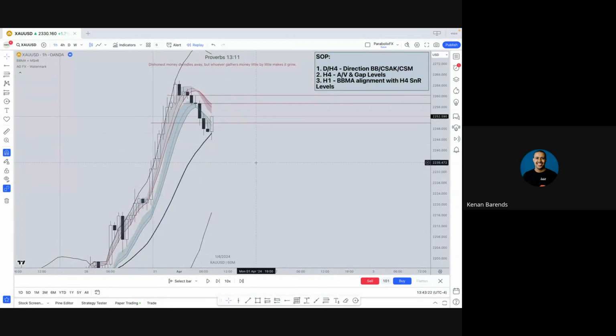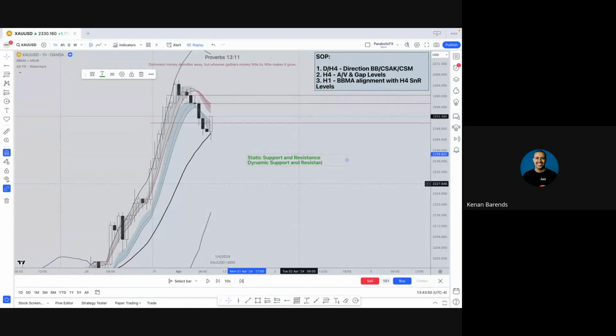And what I'm seeing on the 1 hour is at this SNR level, I've got 3 moving averages, which are bearish moving averages at that level. Now, if we understand that we have static support and resistance, and we have dynamic support and resistance, then it means that your static, which is your H4 SNR levels, these horizontal lines, is your static support and resistance, and your moving averages is your dynamic support and resistance, because it's moving along with price.